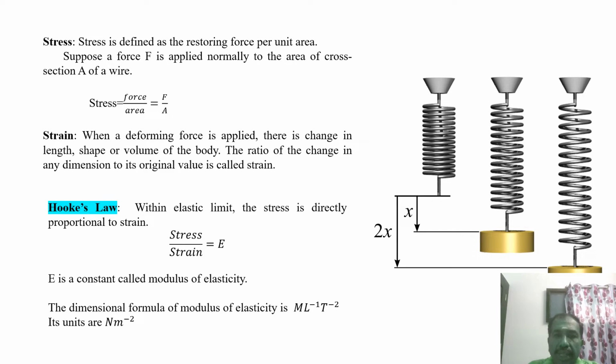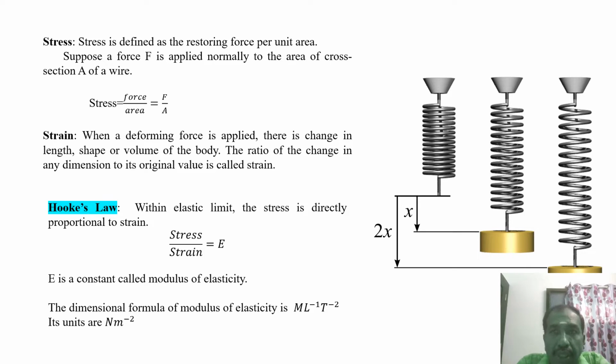Strain is the result of the stress. When the deforming force is applied, there is a change in dimension, that is, in length, volume or shape of the body. The ratio of change in dimension to the original dimension is called strain. The stress is the cause and the strain is the effect on this system.